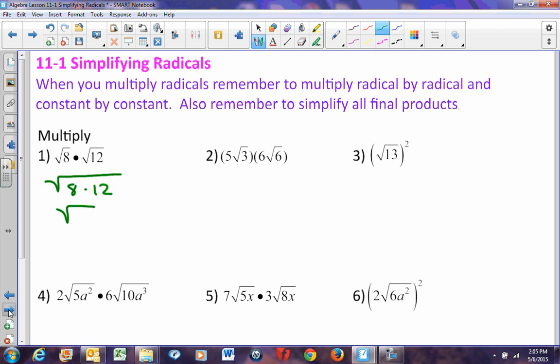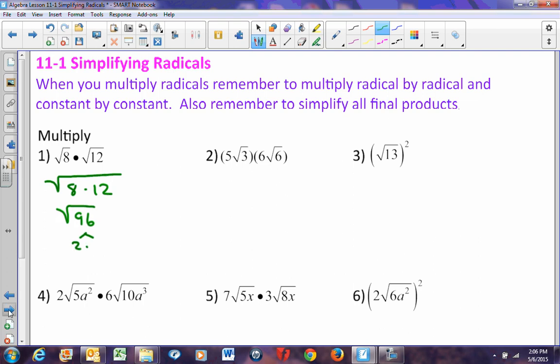So this is the square root of 96, but the square root of 96 will break down. Okay? Since I know the square root of 96 breaks down, I have to break it down. Because once you multiply something, you have to put it in the simplest form when you're done. It's kind of like fractions. When you add your fractions, you have to simplify them when you're finally done. Same thing here with radicals.